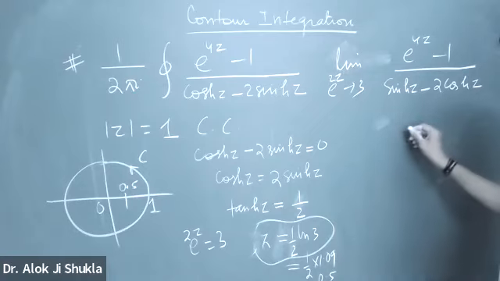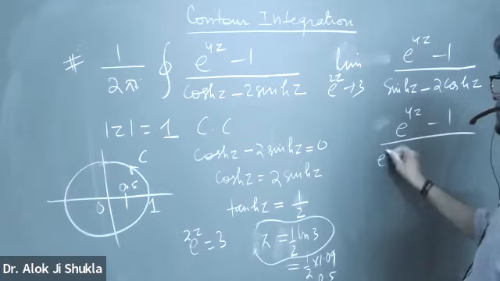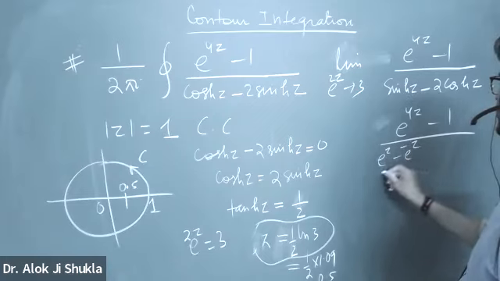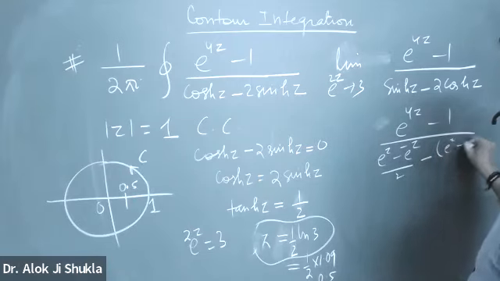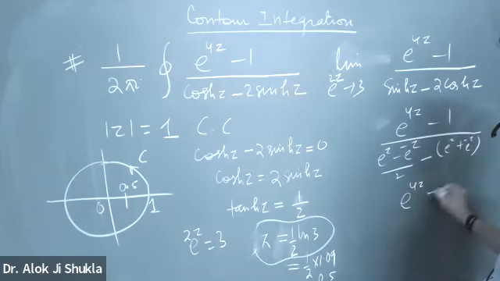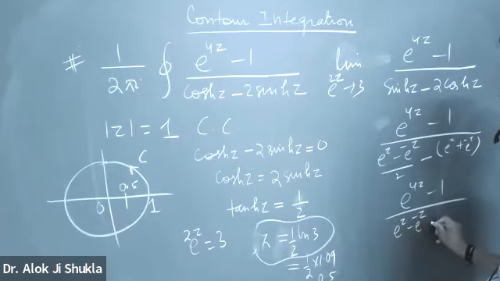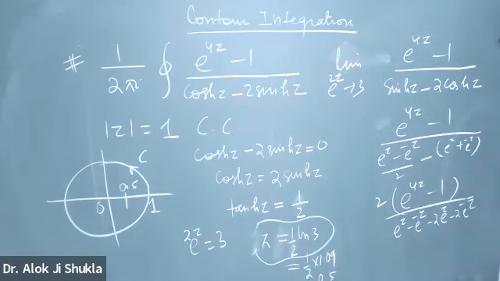So let me put this also: e to the power 4z minus 1 upon, what is this? e to the power z minus e to the power minus z by 2, minus e to the power z plus e to the power minus z. So this is e to the power 4z minus 1 upon e to the power z minus e to the power minus z minus 2 e to the power z minus 2 e to the power minus z by 2. So that will be multiplied here. It is simple algebra, don't get scared looking at it.